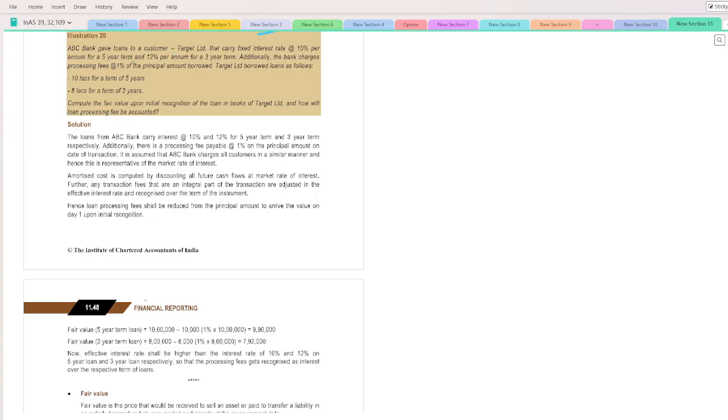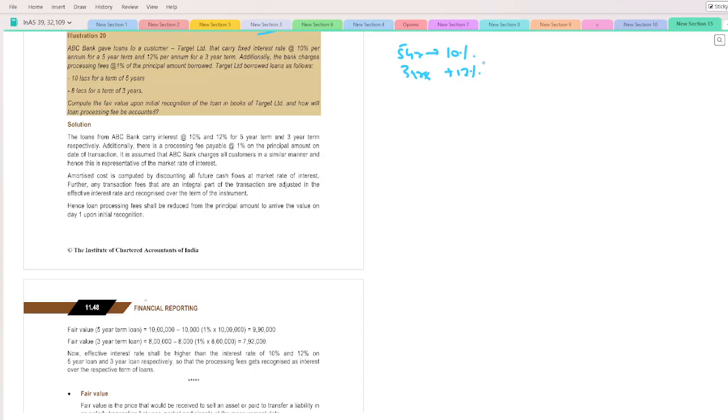So it's very straightforward. Here it's a fixed rate loan, so it will be amortized cost, because nothing has been said about whether it will be sold or not. So we are presuming that the bank will be holding it till maturity. That means amortized cost will be followed here. Now in amortized cost, we have two types of loan: 10 lakh for 5 years at an interest of 10%, and for 3 years an interest of 12%.